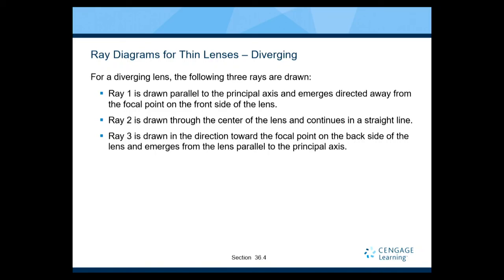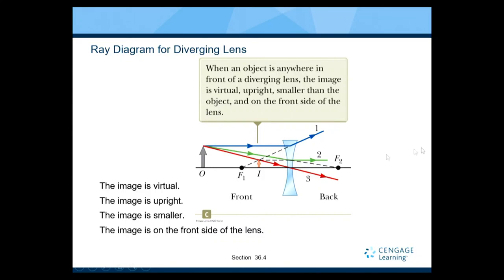So if I have a diverging lens, I'm going to follow a very similar aspect. There's my object. I'm going to go right through the lens. Right through the lens. I have one that goes through the focus. And I have my parallel that goes through the focus as well.